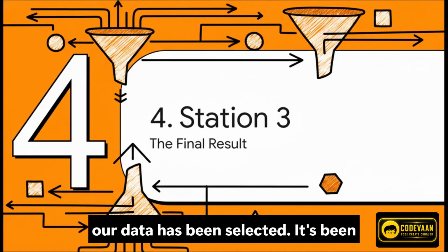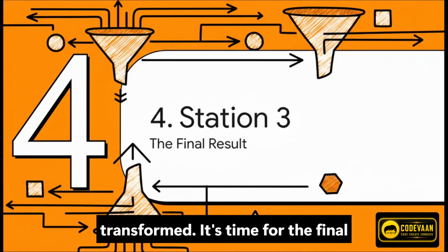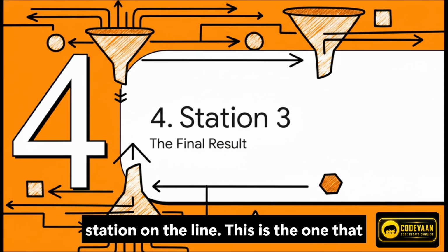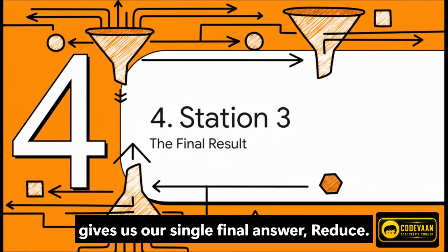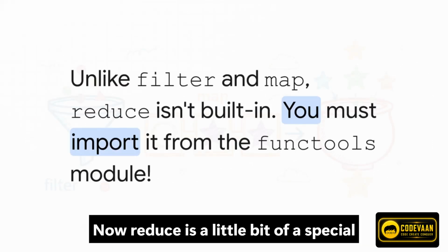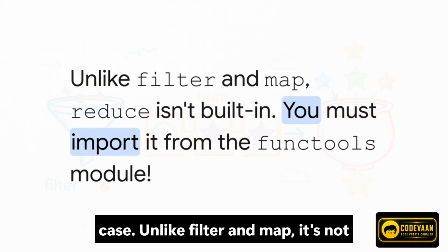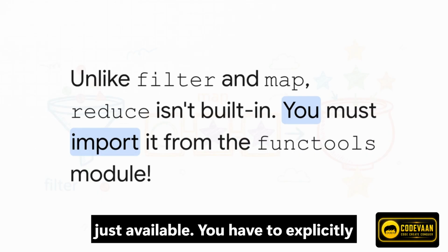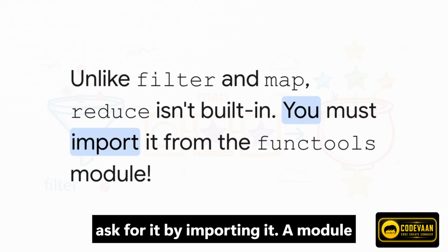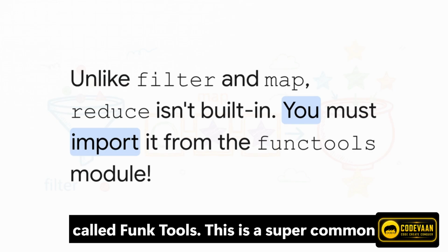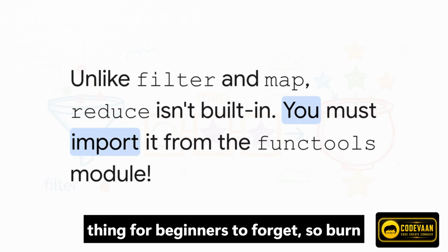Okay, our data has been selected, it's been transformed, it's time for the final station on the line. This is the one that gives us our single final answer: reduce. Now, reduce is a little bit of a special case. Unlike filter and map, it's not just available. You have to explicitly ask for it by importing it from a module called functools. This is a super common thing for beginners to forget, so burn this one into your memory.